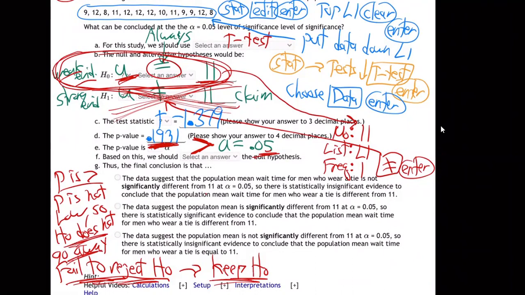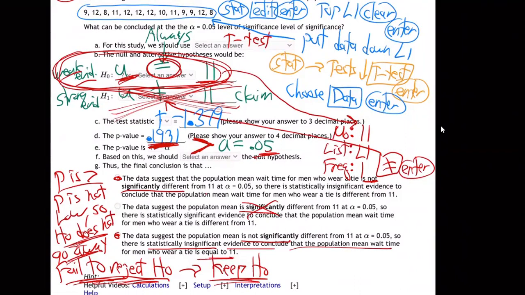So what's our conclusion then? Is not significantly different? Right. It's equals. So it's not different. Is different? No. Is not? Yeah, that's right. So it's either the first one or it's the third one, on mine anyway. How do you know which one? Statistically insignificant evidence to conclude that the population time is equal to 11.